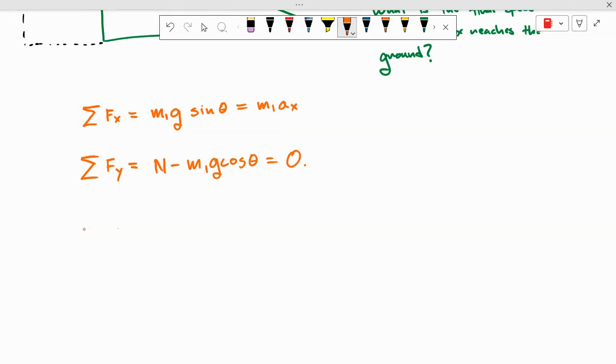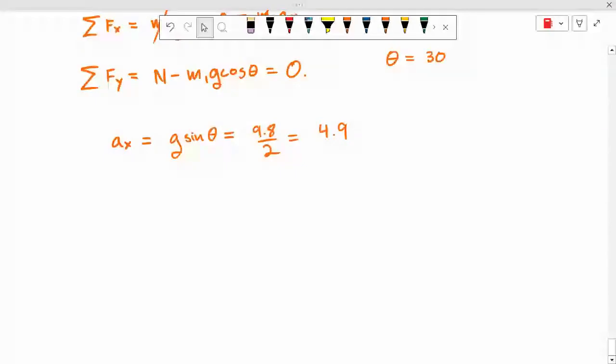So we need to solve for ax. Well, the m1s cancel. So ax will just be equal to g sine theta, and theta equals 30, right? Sine of 30 is 1/2. Sine of 30 is 1/2, yes. So this would be 9.8 over 2, which is 4.9. And so there we go.